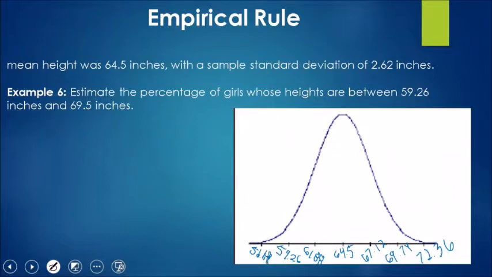They're asking us to estimate the percentage of girls whose heights are between 59.26 inches and 69.25. Up there it says 69.5. Yours says 64.5? Yeah. Thank you. So this should be 64.5 right there.